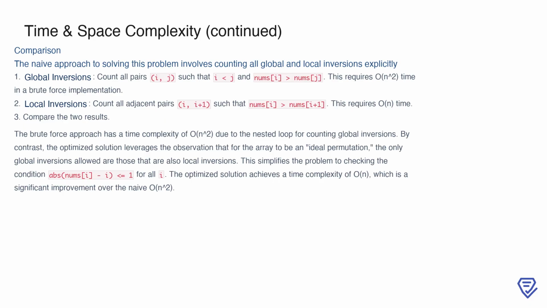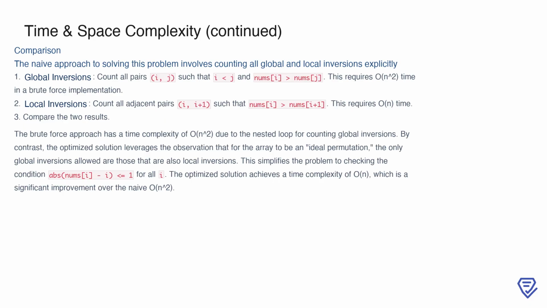To better understand the efficiency of the optimized solution, let's compare it to the naive approach. The brute force method involves explicitly counting all global and local inversions. For global inversions, you would need to check all pairs i, j, where i is less than j and nums[i] is greater than nums[j], which requires nested loops and leads to a time complexity of n squared. Local inversions, on the other hand, only involve adjacent pairs, where nums[i] is greater than nums[i+1], requiring n time. After calculating both, you would then compare the results. This naive approach is inefficient because the nested loop for global inversions dominates the complexity, making it n squared.